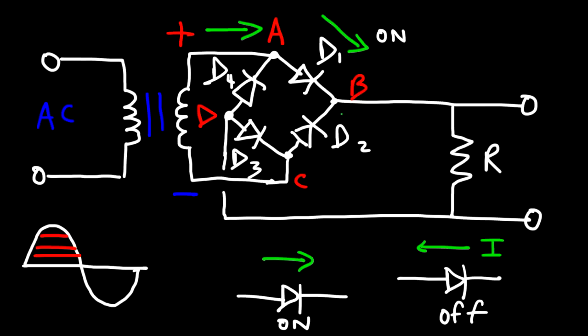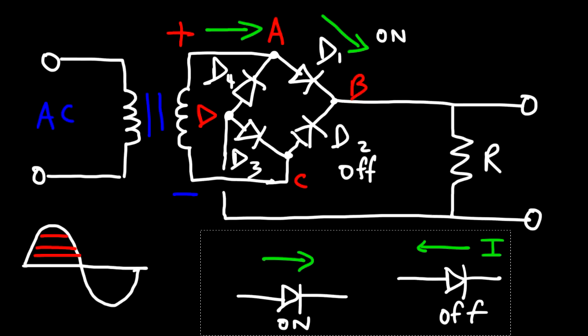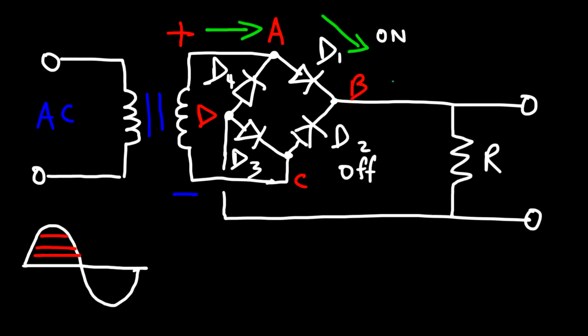Now, will current flow from B to C? Is that going to happen? Notice that the arrow of the diode and the direction of the current are opposite to each other. So therefore, that's not going to happen. So let's put an X here. So we could say that D2 is off. So the electric current has no choice but to flow from point B through the resistor and then back towards point D. Now what's going to happen when it reaches point D?